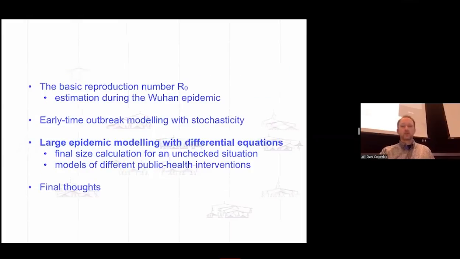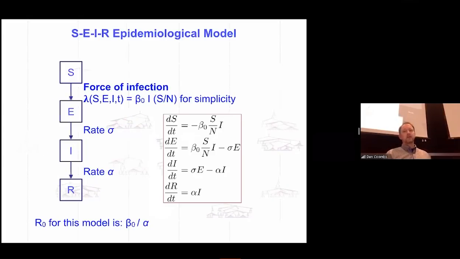Okay, so I want to talk now about the large epidemic modeling with differential equations. Okay, so I want to write down an explicit model here. So this is SEIR, the model I already talked about, susceptible, exposed, infectious, recovered, but written for large numbers of people instead of just for one person. So susceptibles are infected, and they become exposed at some rate that depends on, well, how many susceptibles there are, how many infecteds there are, maybe how many exposed, maybe it depends on time, these kinds of things.